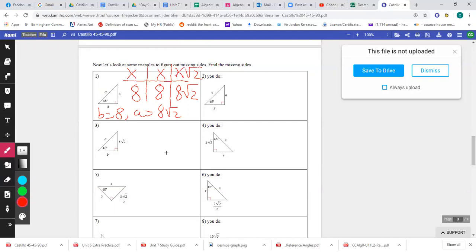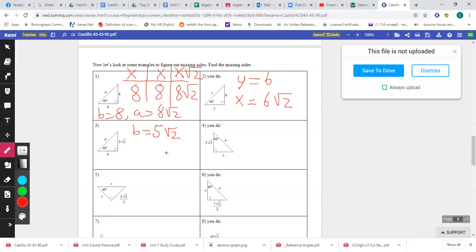Okay. So for number 2, obviously y should be 6 because the 2 legs need to be the same. And then I multiply by root 2 to get the hypotenuse. So it should be 6 root 2. Okay, now let's look at number 3. So I know, looking at this, b should automatically be 5 root 2. The two legs are always the same.